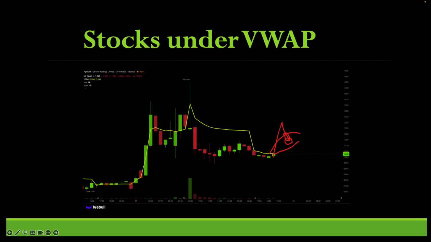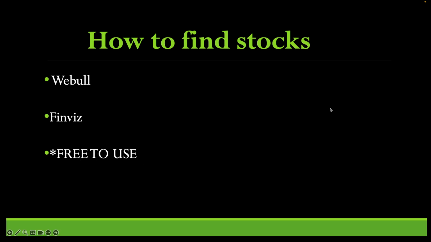Let me just go back on this. Okay, now, how to find stocks. A lot of people, I don't know why, don't like telling people how to find stocks, but it's very easy, very simple, and it's nothing special. You don't need to pay anyone to find a stock. You could even use Discords to find stocks.